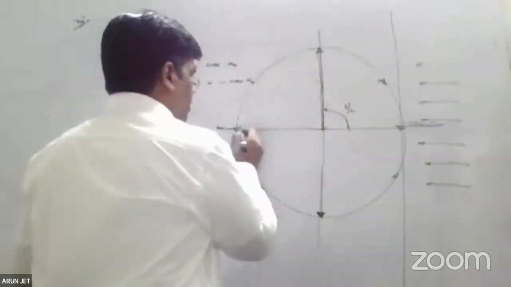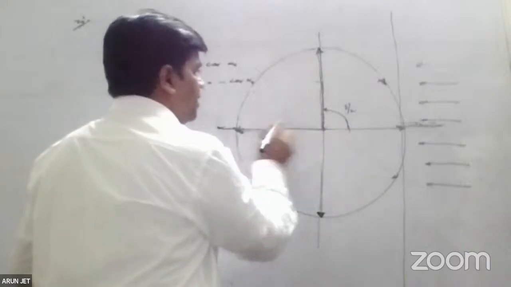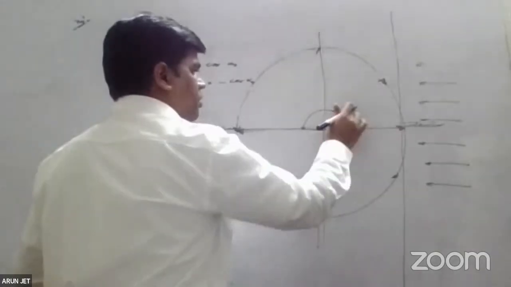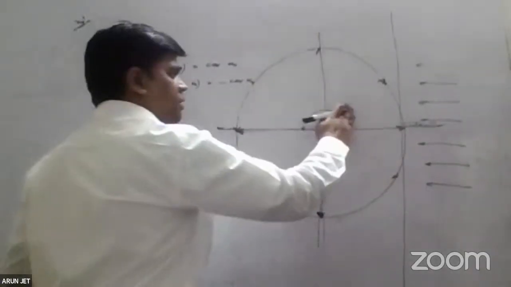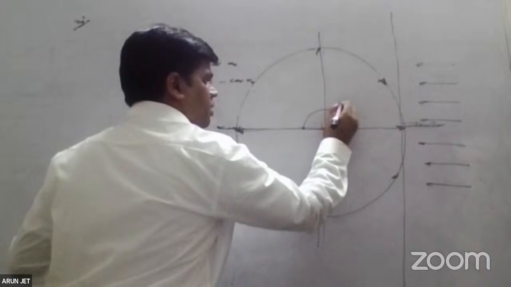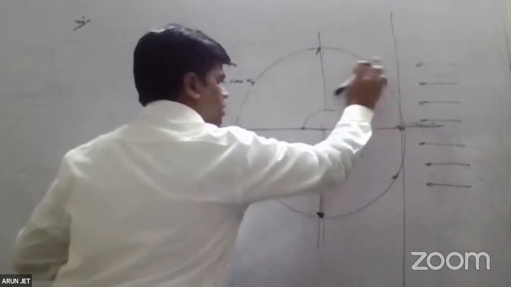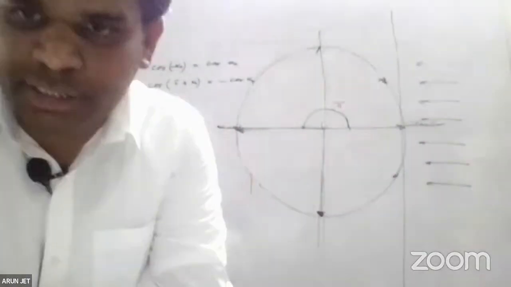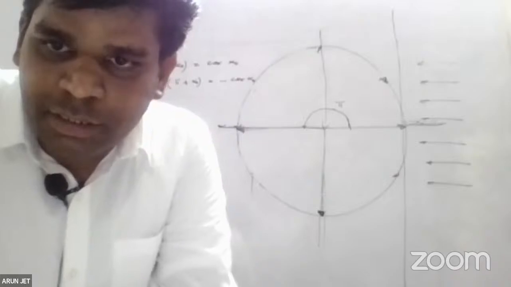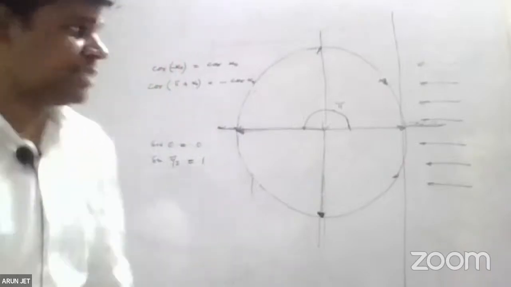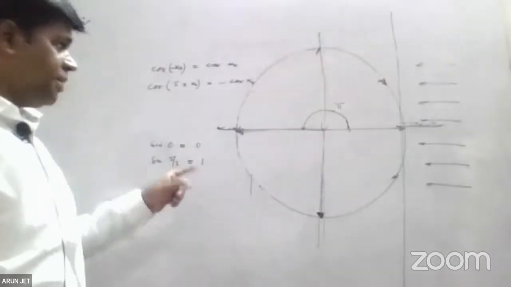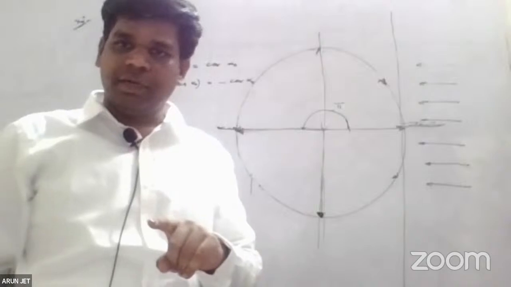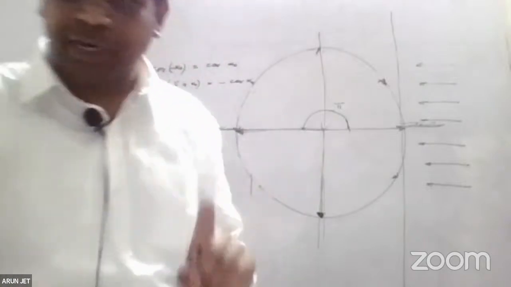When this angle becomes pi, what is the shadow? The angle is pi. Excellent. I got answers, but I want everyone to answer. I'm talking about sine pi. For sine pi, I will take the shadow on the vertical line, not on the horizontal line. Cos pi is minus 1. All right, cos pi is minus 1.